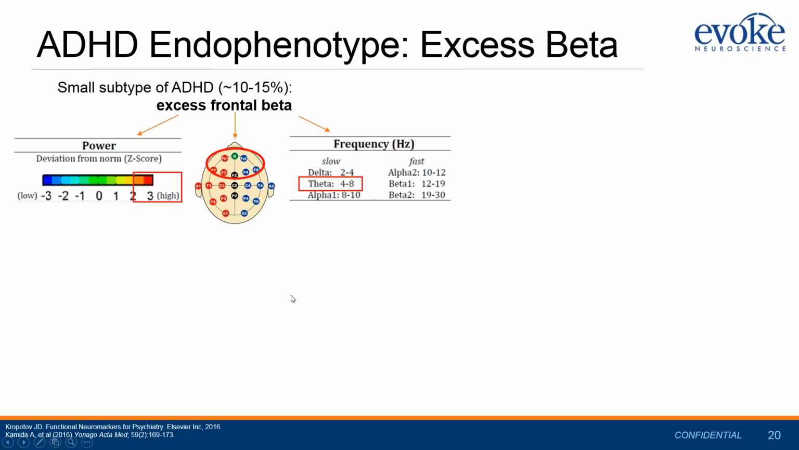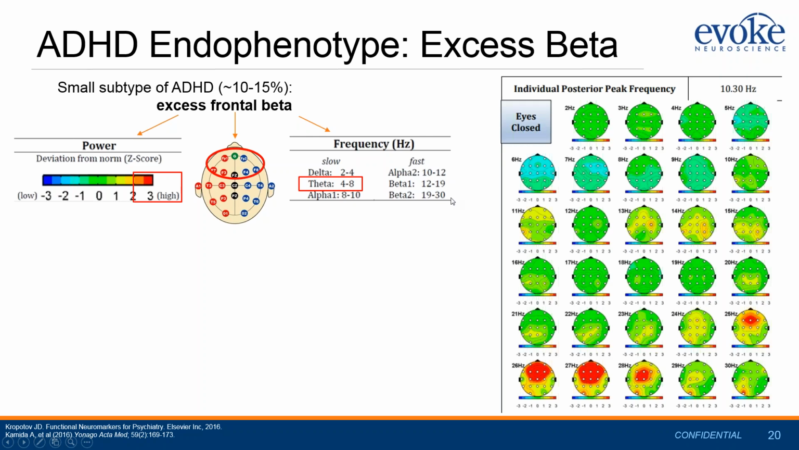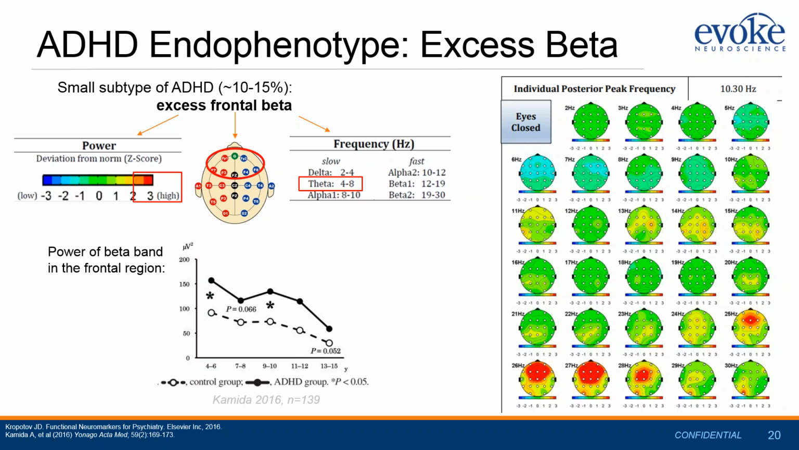And beta, oops, I forgot to move my red box, but beta means these high waves. It should be over here in the 12 to 30 range. So when I'm looking at beta, I'm looking at my fast frequency waves. I'm looking for high power, and I'm looking for a frontal location. So this is an example of excess frontal beta.